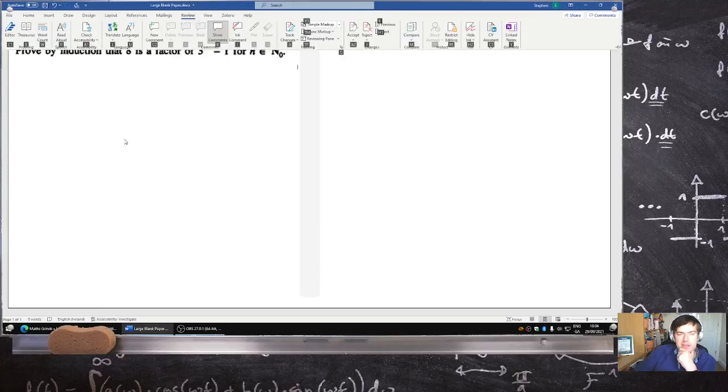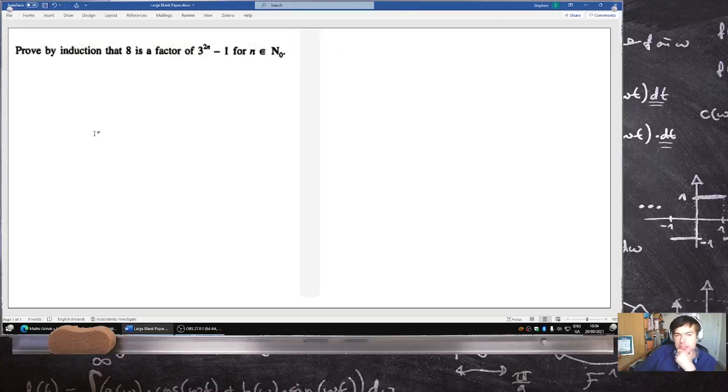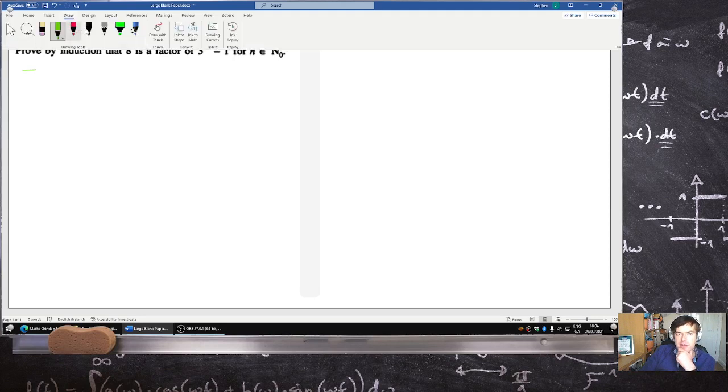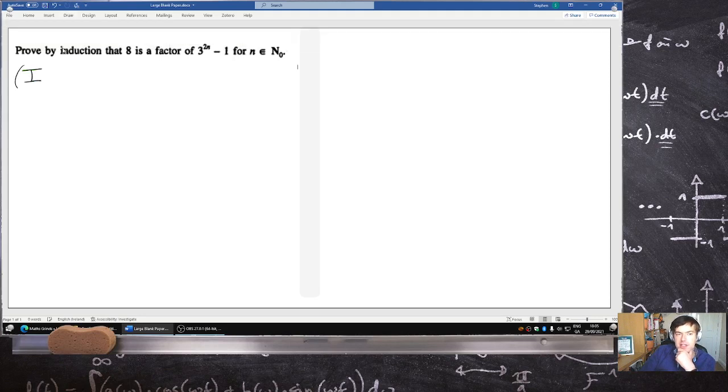Okay, let's have a look here. Prove by induction that 8 is a factor of 3^(2n) minus 1, for n a natural number starting at 0. So first you want to prove it for the first case, which is n equals 0.